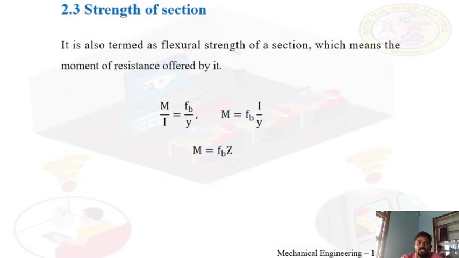Now the strength of section. What is the strength of section? It is also termed the flexural strength of the section, which means the moment of resistance offered by it. You take M by I is equal to Fb by y from the bending equation. Now M is equal to Fb into I by y. We already know I by y is nothing but Z. So the moment M becomes Fb into Z. It is a very important formula.